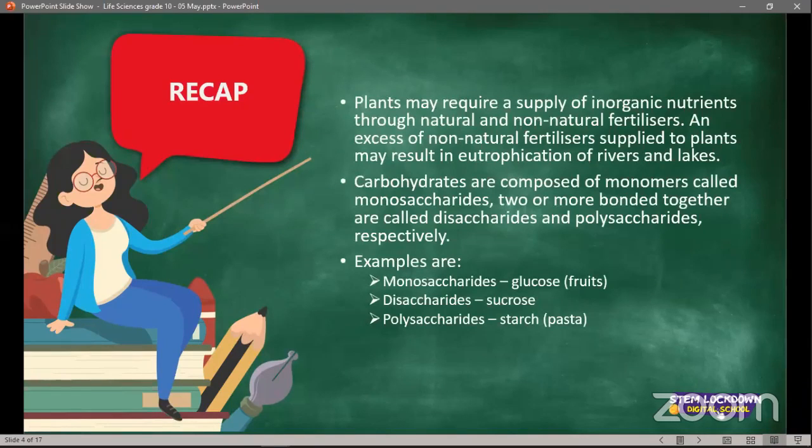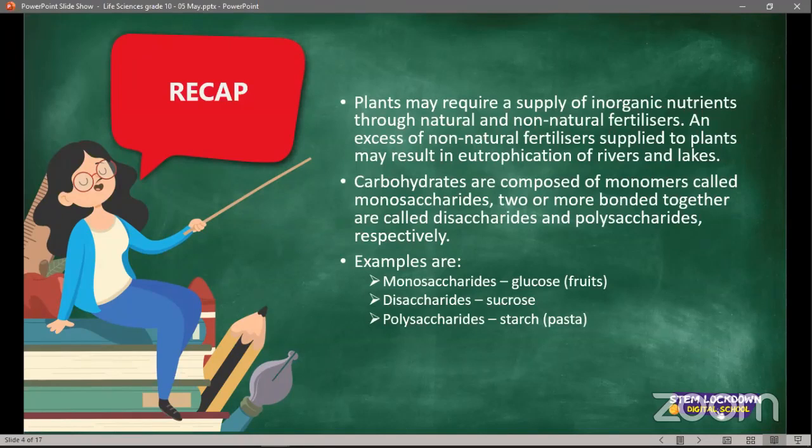So what are fertilizers? Fertilizers are substances that are added to the soil to increase its nutrients. These are like your nitrates and phosphates. We have natural and non-natural. Your non-natural are man-made or synthetic fertilizers. An excess of these man-made fertilizers results in eutrophication.